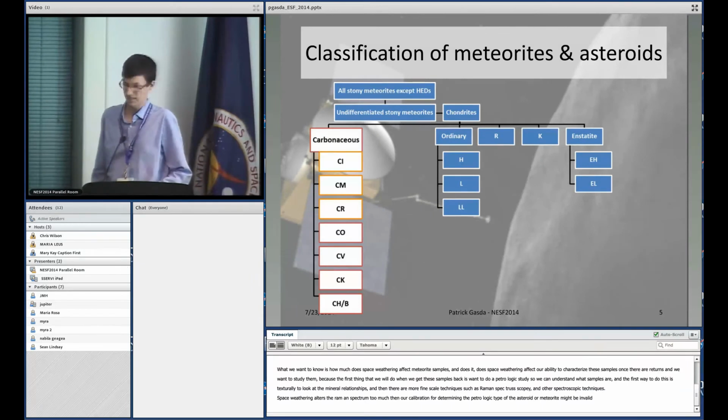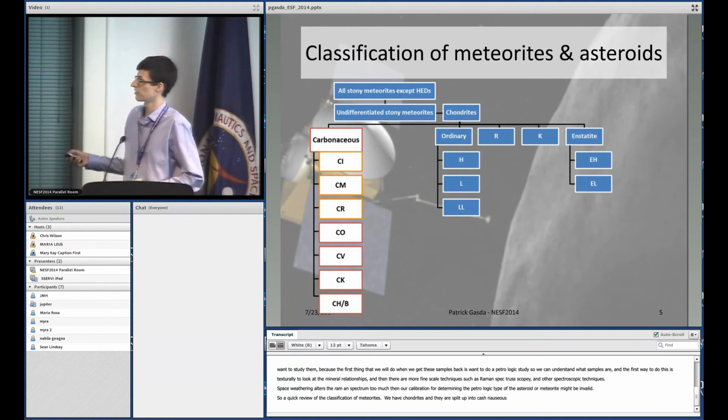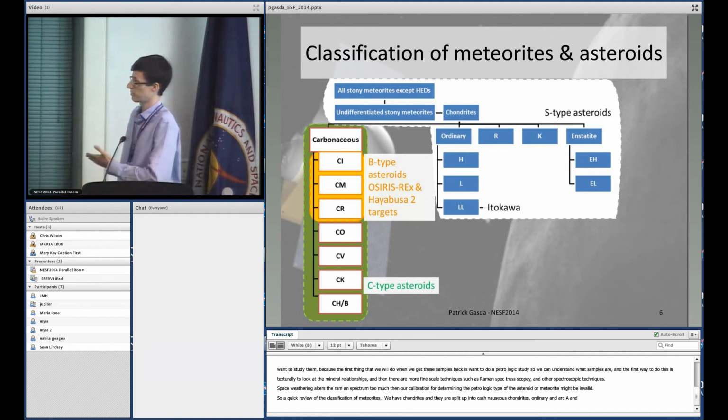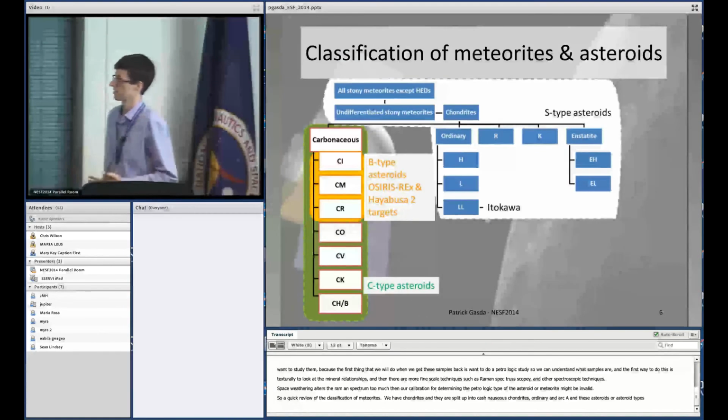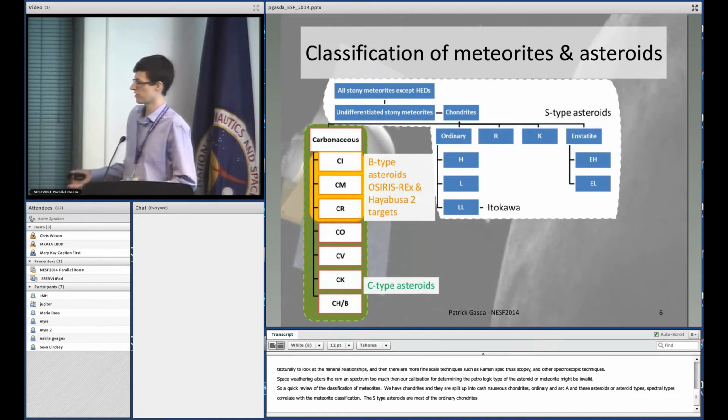So just a quick review of the classification of meteorites. We have chondrites, and they're split up into carbonaceous chondrites, ordinary, RK, and enstatite. And then these asteroids, or asteroid types, spectral types, correlate with the meteorite classification. So these S-type asteroids are most of the ordinary chondrites and enstatite chondrites. And then the darker asteroids are C-type, so they're corresponding to the carbonaceous ones.